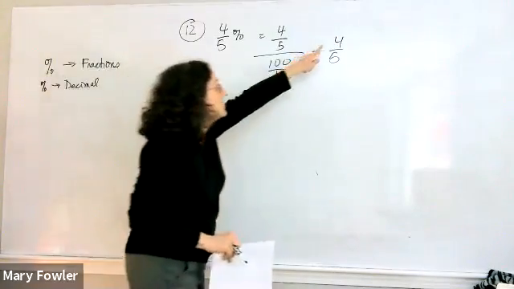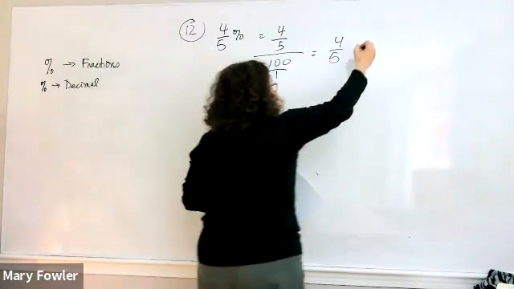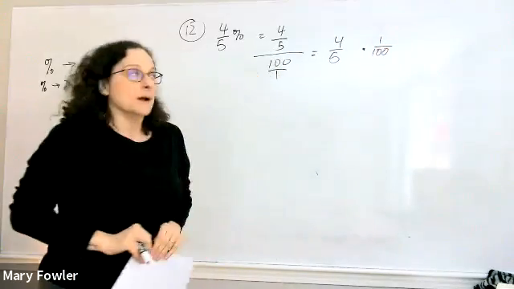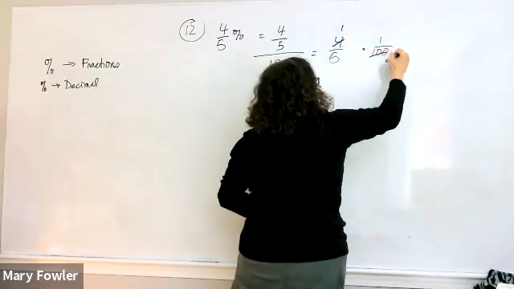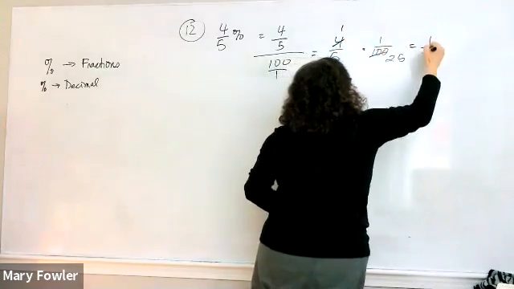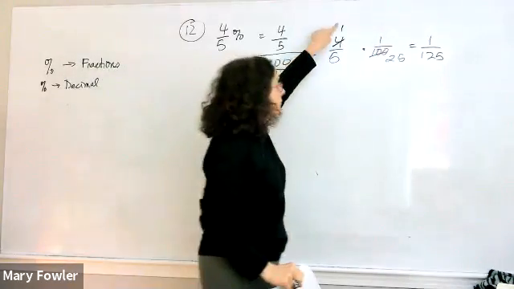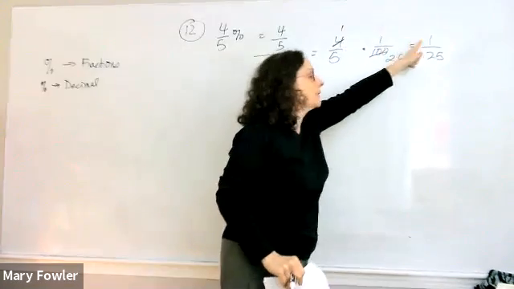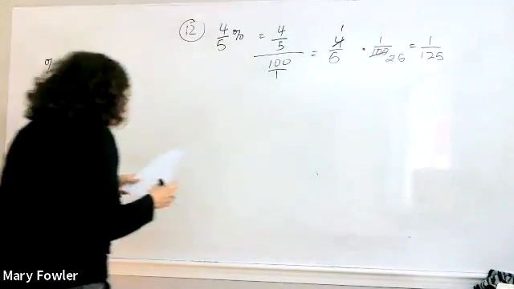So the numerator is 4/5. And we're going to divide by 100/1. So that's the same as multiplying by 1/100. Okay, simplify before we multiply. We have 4 goes into 1 times, 4 goes into 125. And now we just multiply across. So we have 1 over 25.